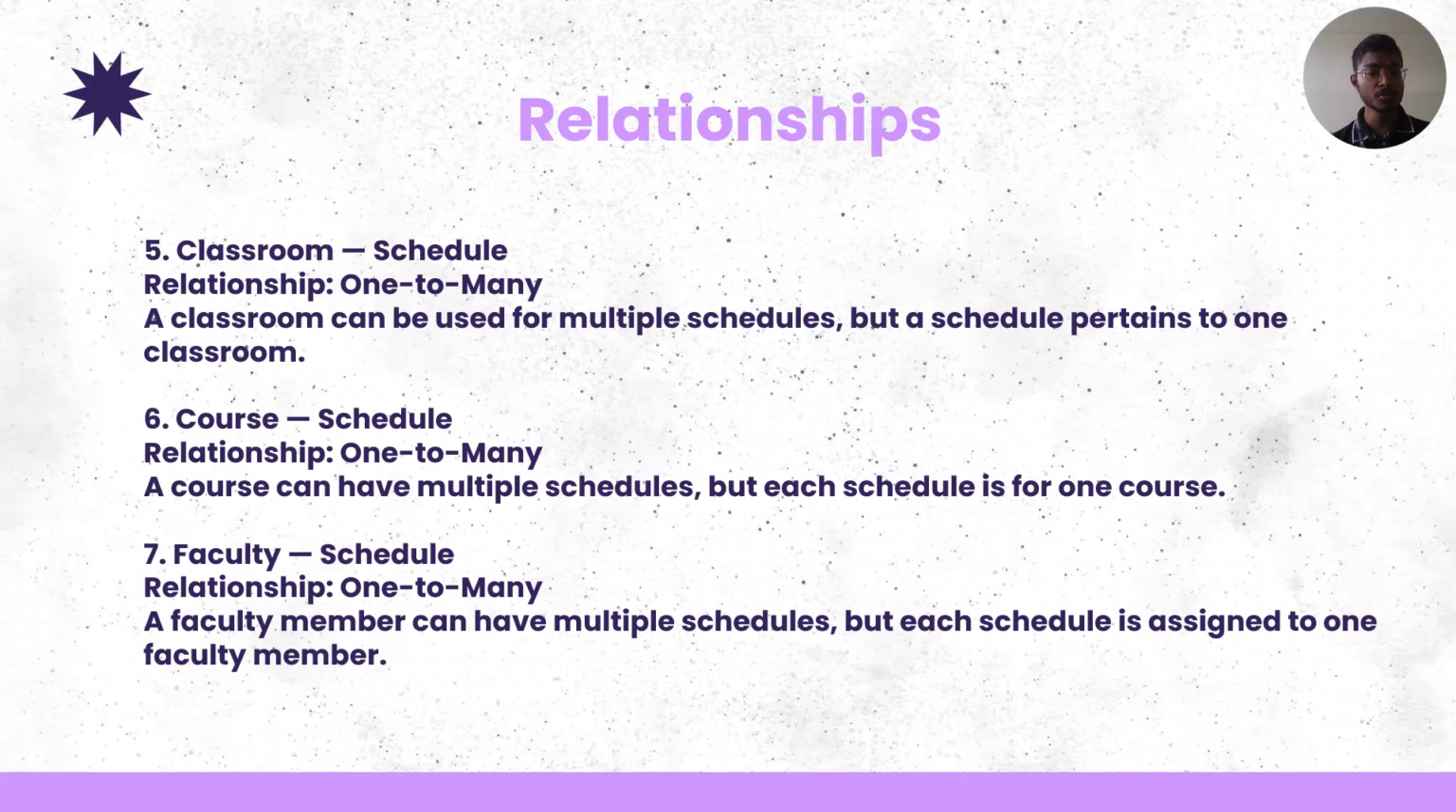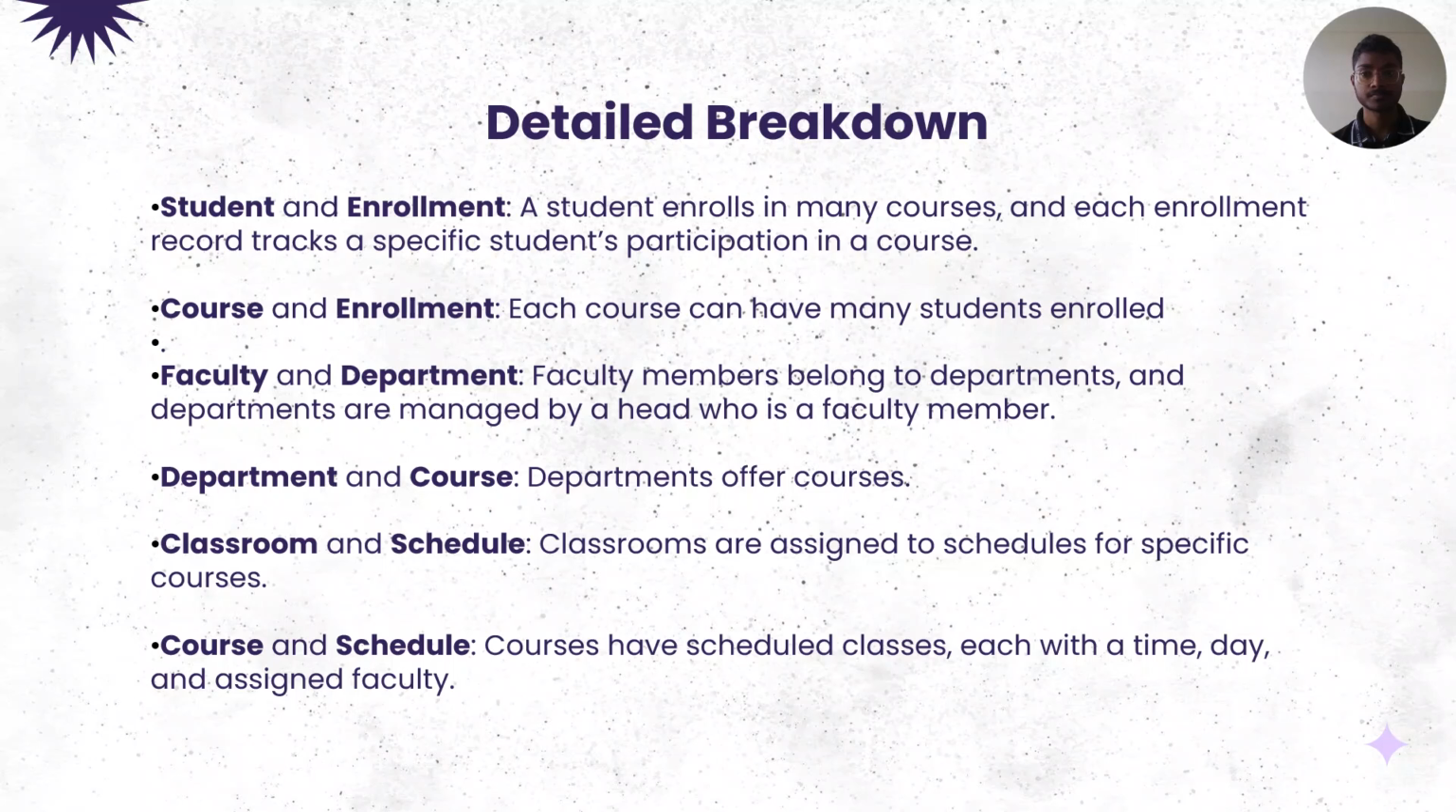Then we are having the course to schedule. Again, this is a one-to-many relationship. A course can have multiple schedules, but each schedule is for one course. Which means that a single course can be scheduled at different times, but all the courses cannot be scheduled at a single time. Then we are having a faculty to schedule. The relationship here is one to many. A faculty member can have multiple schedules, but each schedule is assigned to one faculty member.